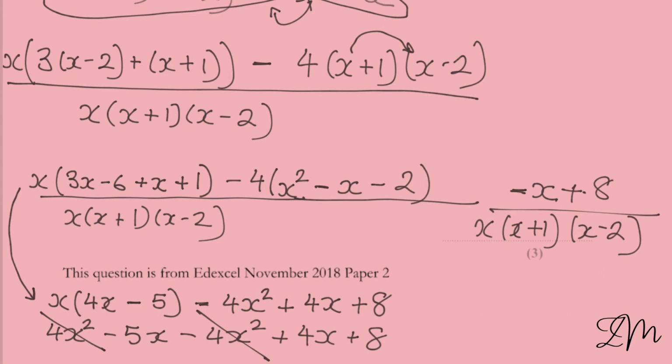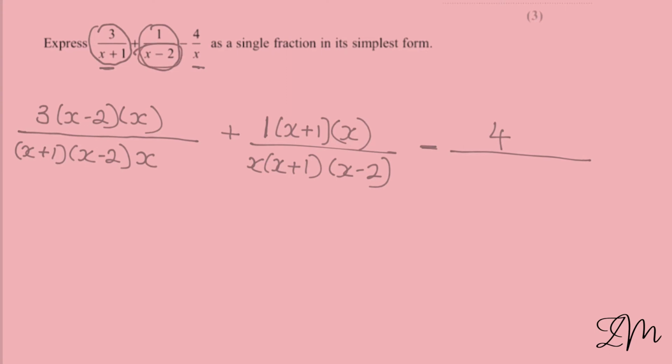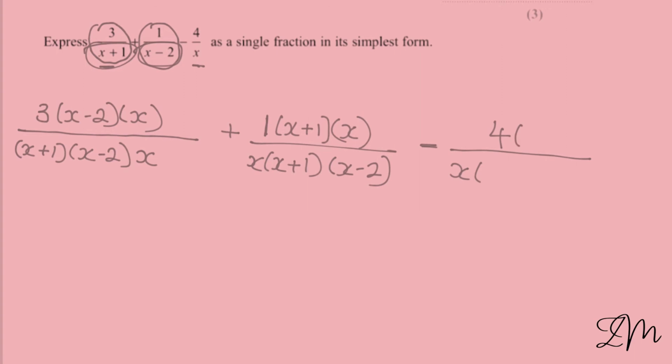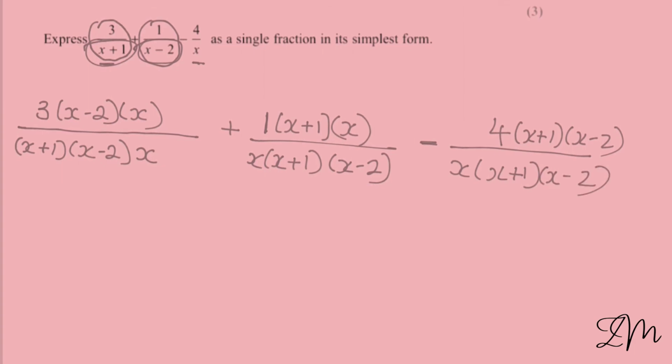I'm going to show you another way where you make the denominator the same, and actually that might have been easier for you. And the 4 needs these 2. So we get x plus 1, x minus 2, and on the bottom we've got x plus 1, x minus 2. So now the denominators are all the same, we can open out everything on the top.